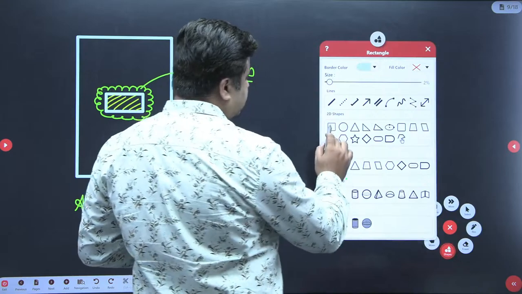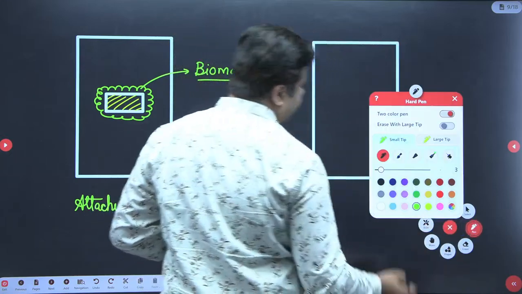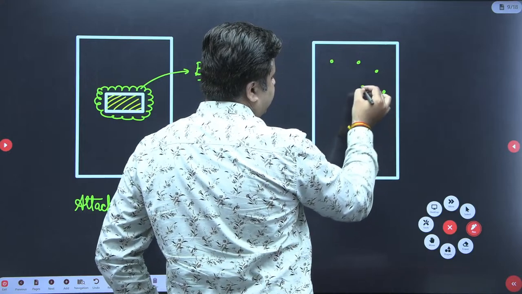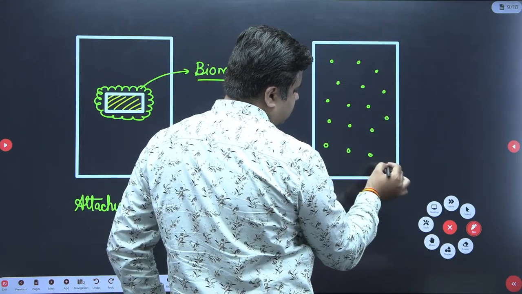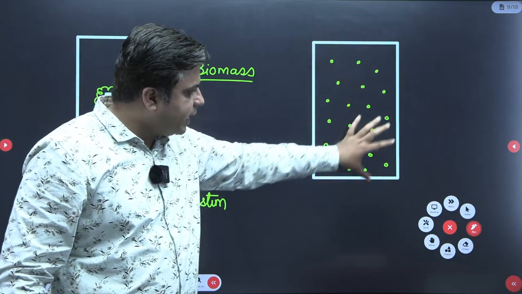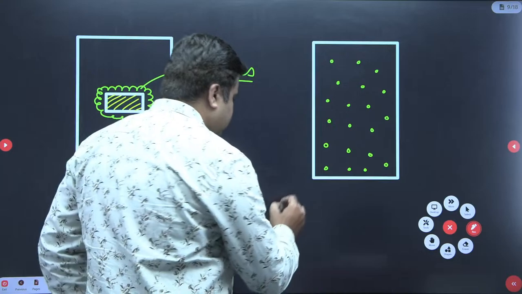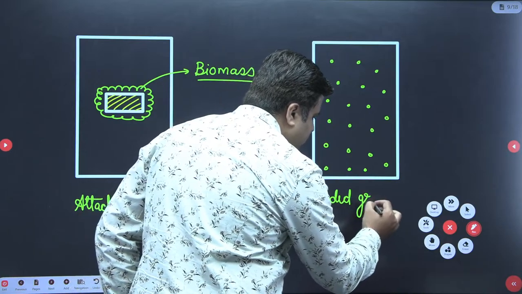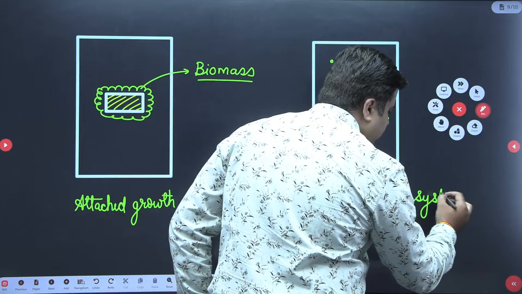But if your microorganisms are present in suspension in a biological treatment unit like this, these are how the microorganisms are present. They are present in suspension like this. And they don't have any seat to sit. They are just in the suspension. They are present in the entire volume of the treatment unit. And if the microorganisms are present in the entire volume in suspension, then this type of biological unit is known as suspended growth system.